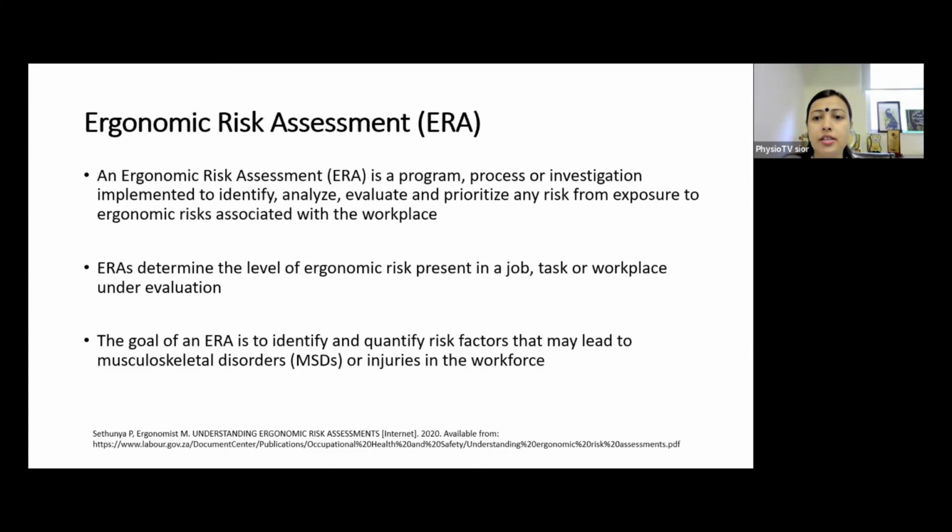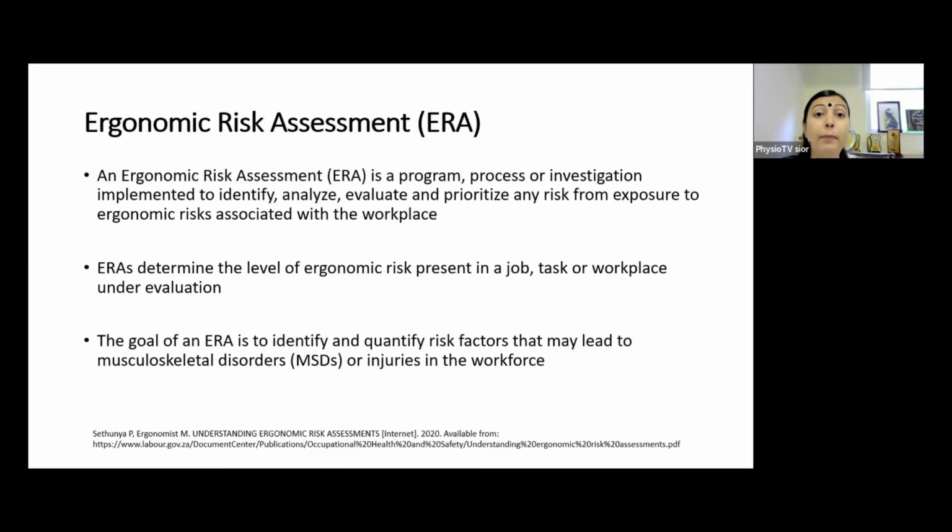Now, what is an ergonomic risk assessment, abbreviated as ERA? An ergonomic risk assessment is a program, process, or investigation implemented to identify, analyze, evaluate, and prioritize any risk from exposure to ergonomic risks associated with the workplace. That's why it's called a program. It's a process which is not going to be done in a day or two.